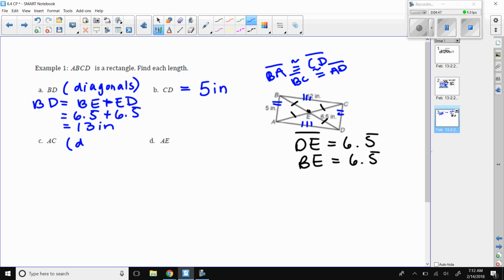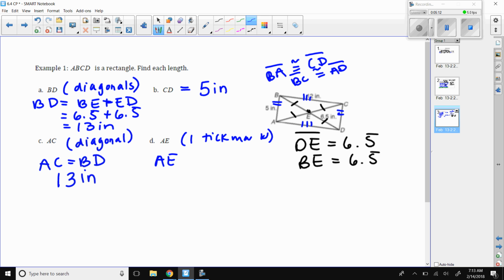AC, this is another diagonal. Well, I already found BD, and AC is going to be equal to BD. So that's going to be 13 inches as well. And then AE. Okay, AE I see has 1 tick mark on my picture, which means that AE is congruent to ED. And so this one's going to be 6.5 inches.